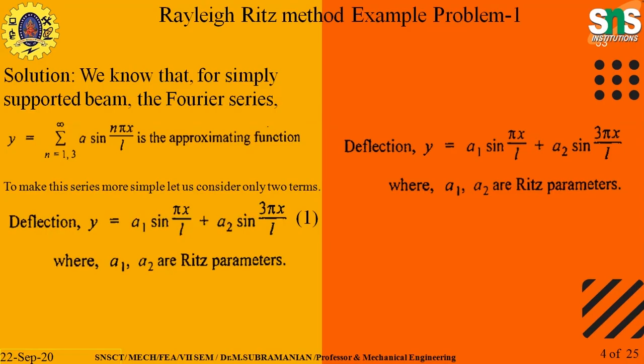In this problem, I am going to use a trigonometric series, not a polynomial series. To make this series simpler, let us consider only two terms: y equal to a1 sin pi x divided by L plus a2 sin 3 pi x divided by L. Here a1 and a2 are the Ritz parameters that we have to determine based on the Rayleigh Ritz method by using the potential energy approach.